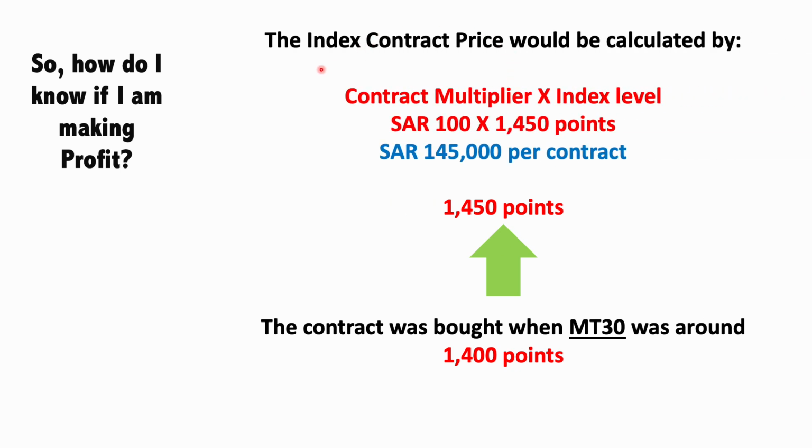So the index contract price will be calculated just the way we calculated earlier, the contract multiplier times the index level. So it's 100 riyals per contract multiplier multiplied by the index level, which is 1,450. Your contract is worth now 145,000 riyals per contract. So you're making around 5,000 riyals.